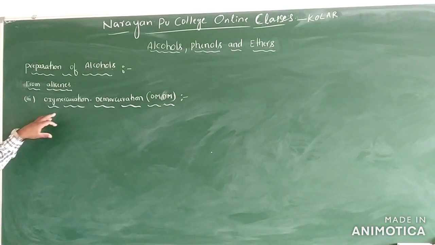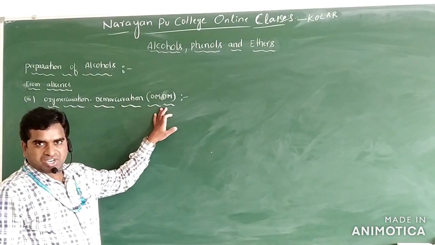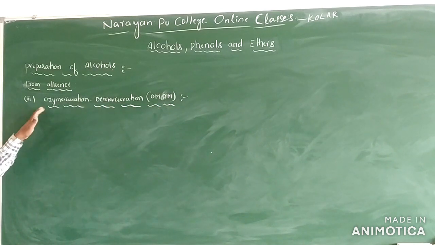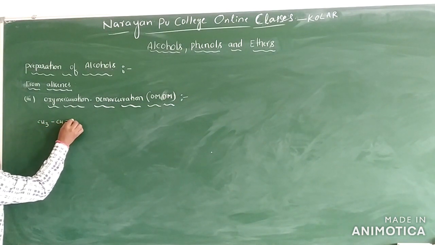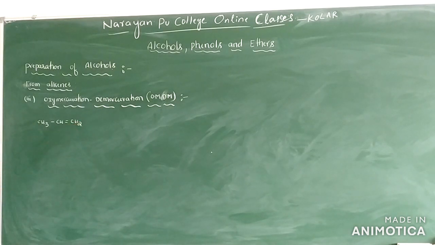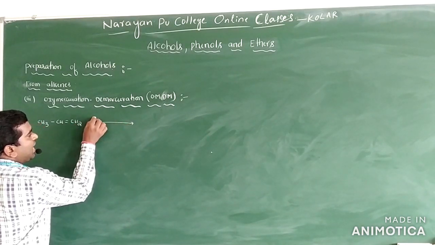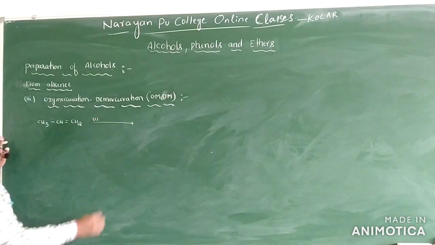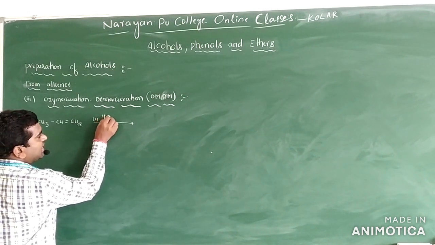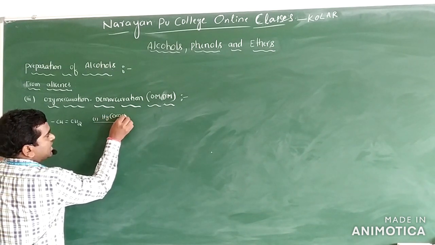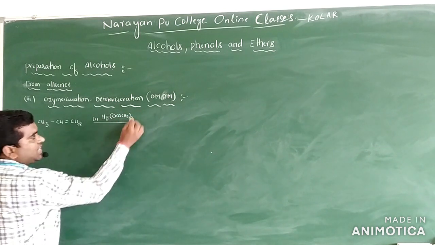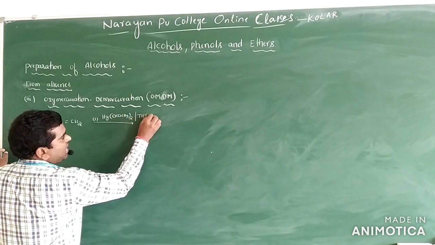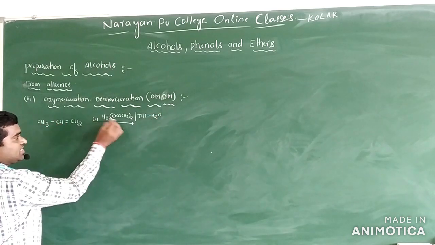And the next one is oxymercuration and demercuration. So what is this oxymercuration and demercuration? We will take unsymmetrical alkenes, like CH3CH=CH2. First we will add mercuric acetate, Hg(OCOCH3)2. OCOCH3 we call acetate, so mercuric acetate, and the solvent we take is THF and water. This is the first step.